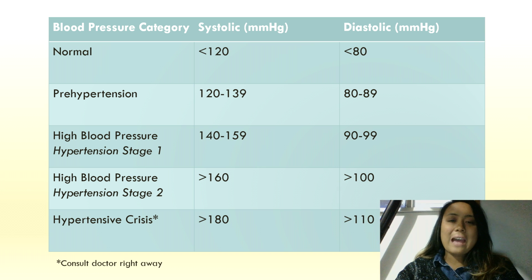Finally, we have the hypertensive crisis stage, which is any systolic reading above 180 and diastolic reading above 110. At this point, it is critical for you to contact your doctor right away. Further waiting can cause damage to your blood vessels, heart, and to your liver.